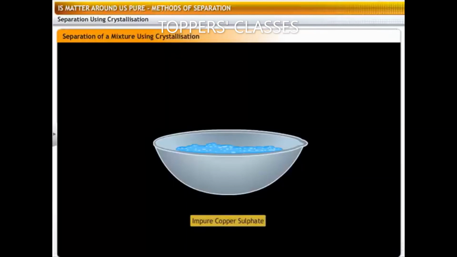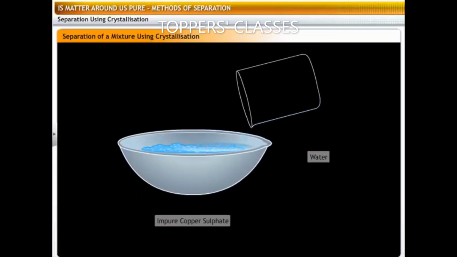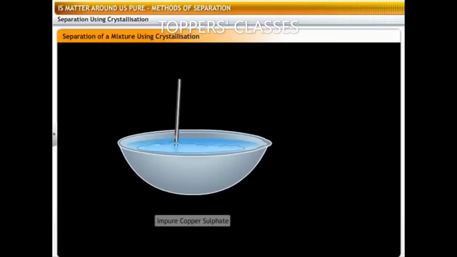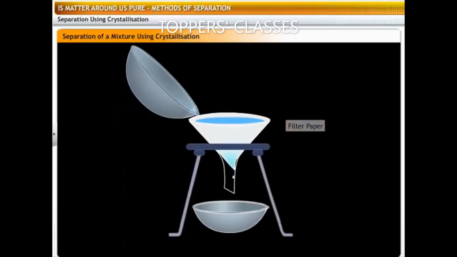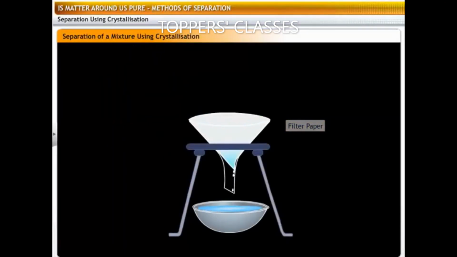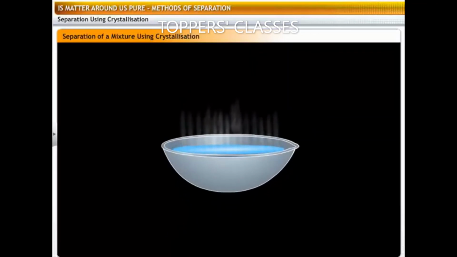Take a sample of impure copper sulfate in a china dish. Dissolve the copper sulfate using as little water as possible. Filter the copper sulfate solution. Next, evaporate the water from the solution so that you get a saturated solution.